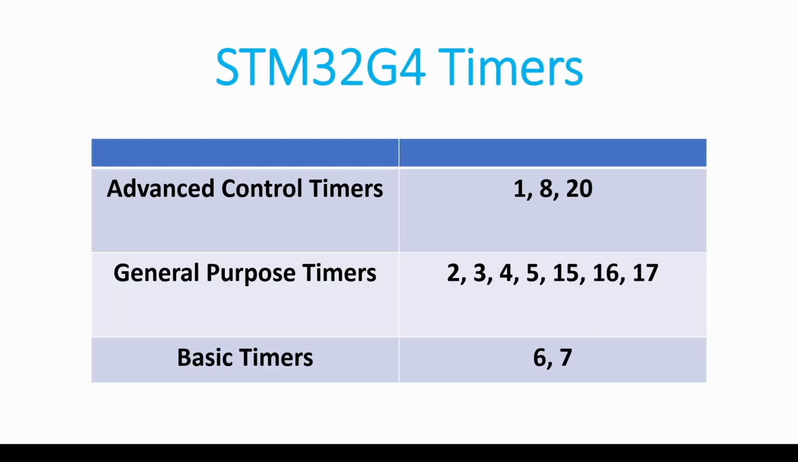ST Micro breaks these 12 timers down into 3 basic categories: advanced control, general purpose, and basic. I'm not going to go deep into the differences between these 3, but do know that the advanced control and general purpose timers are multi-channel and that they support advanced features like PWM. If you're looking to control an external pin, these 2 categories are where you should start. Basic timers, on the other hand, don't directly interface with any pins or support any advanced features. However, they are simple to use and work with. They are great for timing, literally just measuring time and driving interrupts.